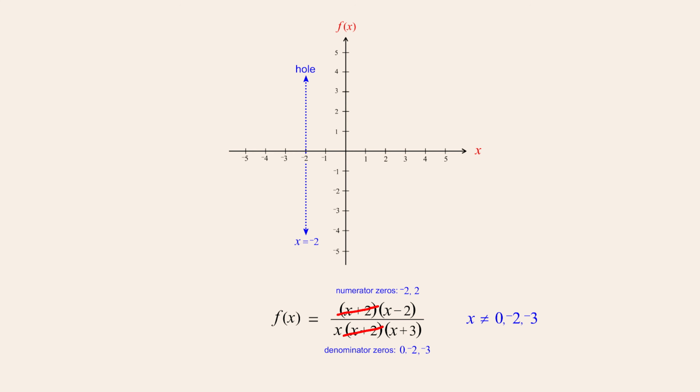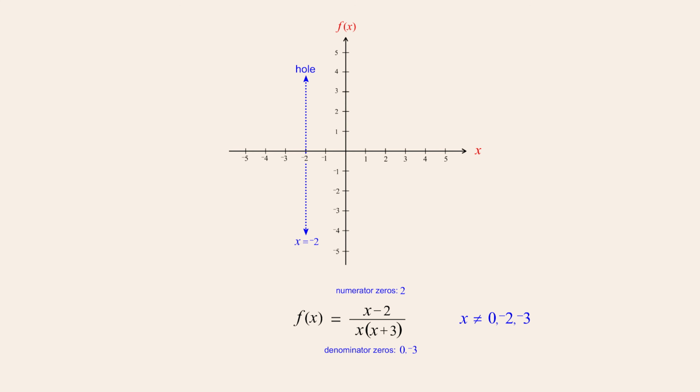Since we are keeping the domain the same, we can eliminate the pair of x plus 2 factors in the numerator and denominator in order to simplify the function without changing its graph. Now that these factors have been eliminated, the numerator has a single 0 of positive 2, and the denominator has zeros of 0 and negative 3.